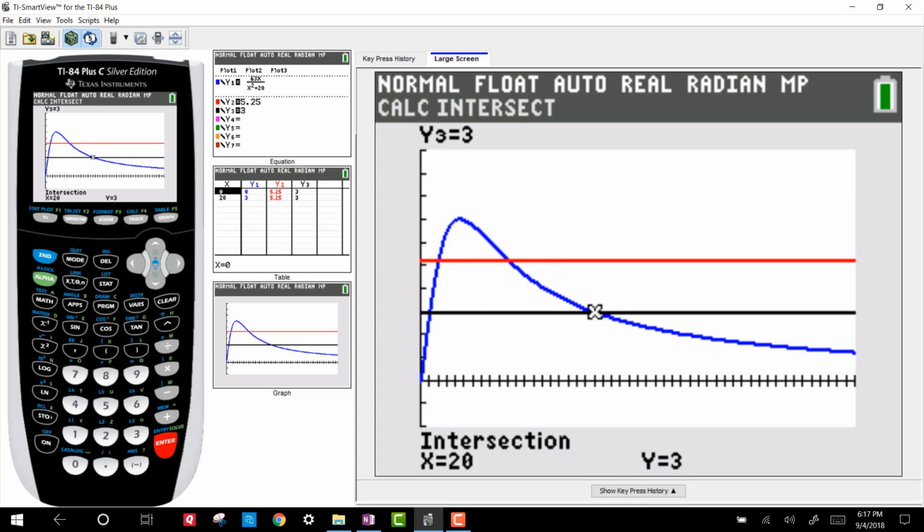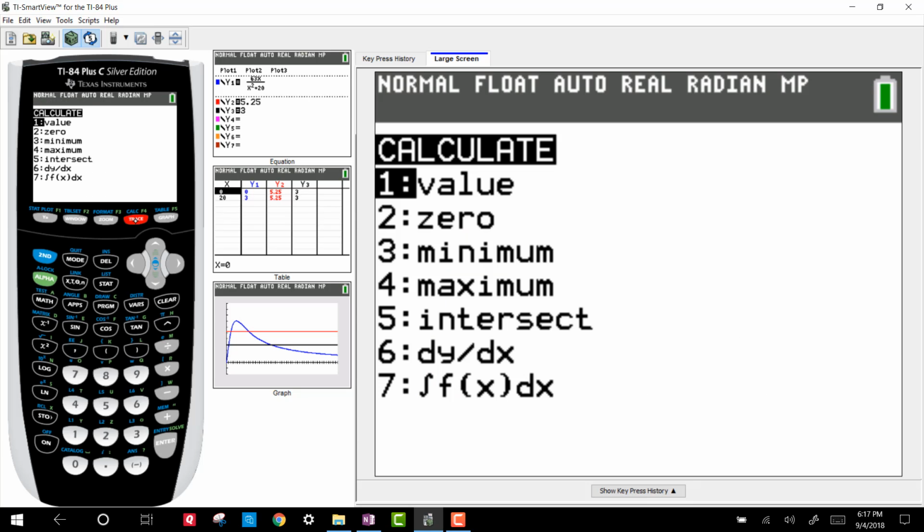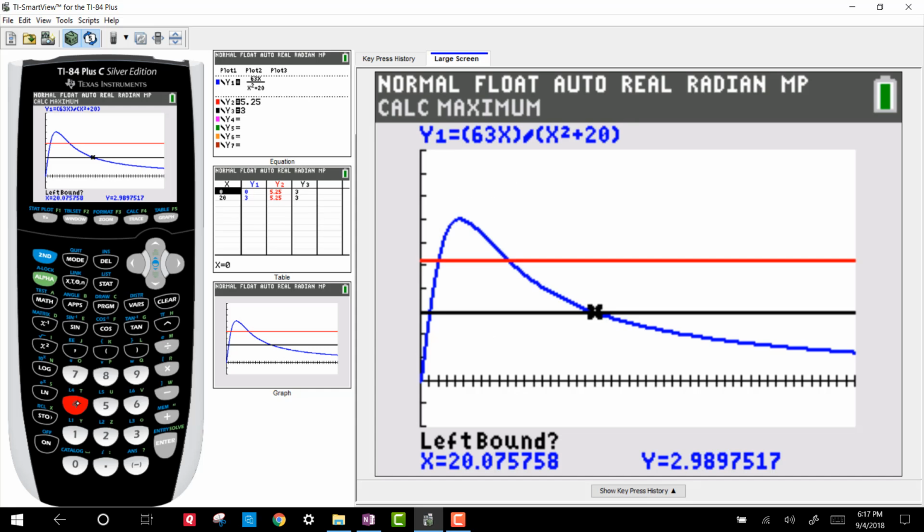So if you hit that second key again, and then hit the trace key, right above it, it says calculate. So we've calculated zeros, we've calculated intersections. Number 4 is a maximum, so we're going to hit number 4 this time. And again, the cursor's going to say, hey, give me a left bound on that maximum. So we're going to scroll over here. I'm going to go to the left side of the max and hit enter. And then it's going to say, give me a right bound. So I just want to make sure I'm on the right side of the curve. Hit enter again. And you can move the cursor up if you want to give it a guess.